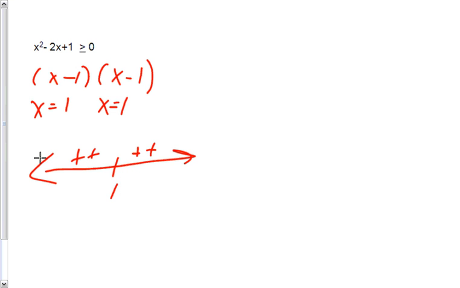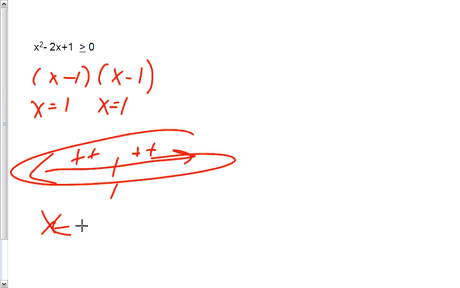Alright. It asks if it's greater than or equal to 0. Alright. Can I include this point here? Yep, because it's equal to. So x is everything. x is an element of the real numbers, so from negative infinity to infinity. Right?